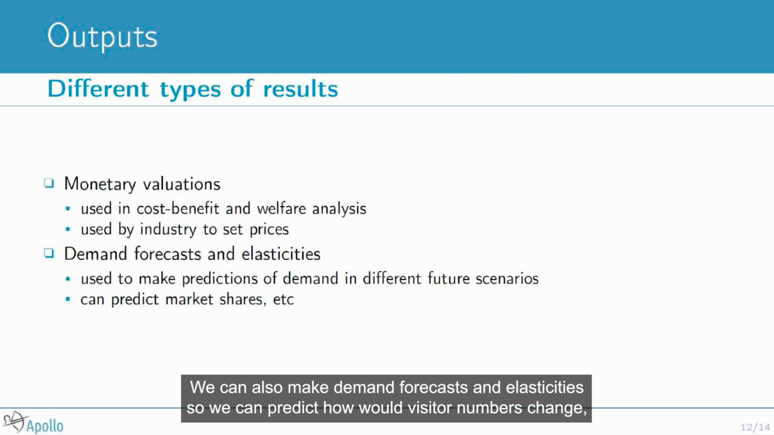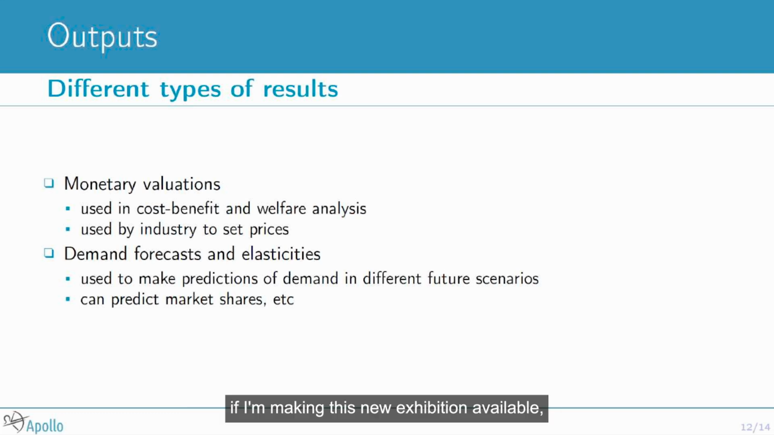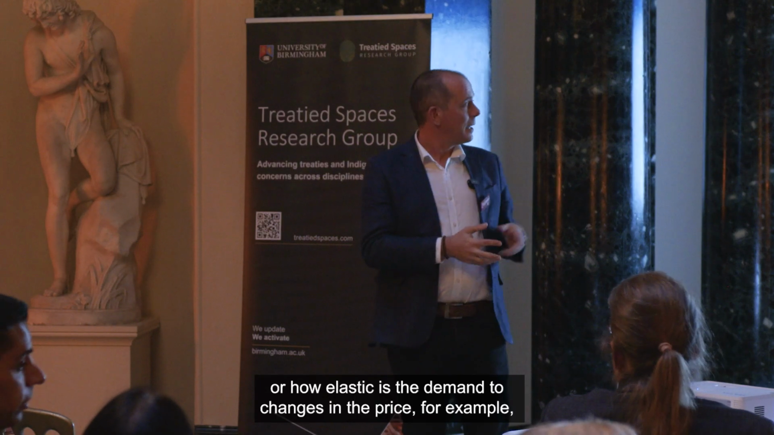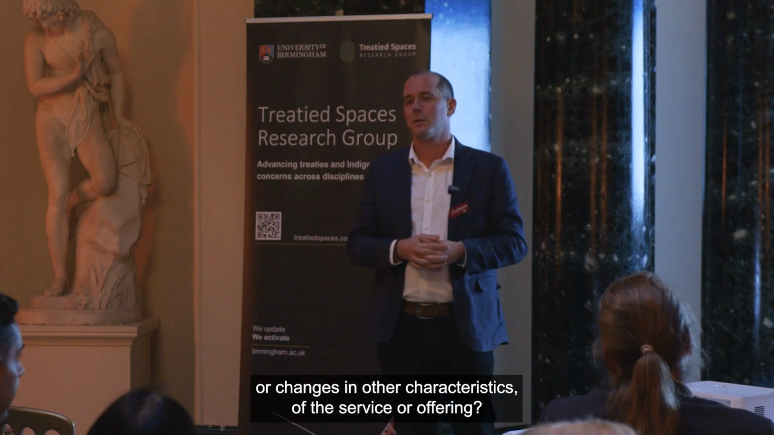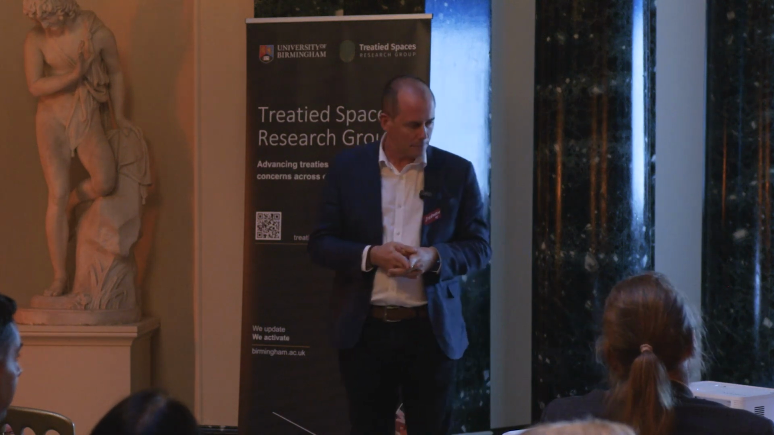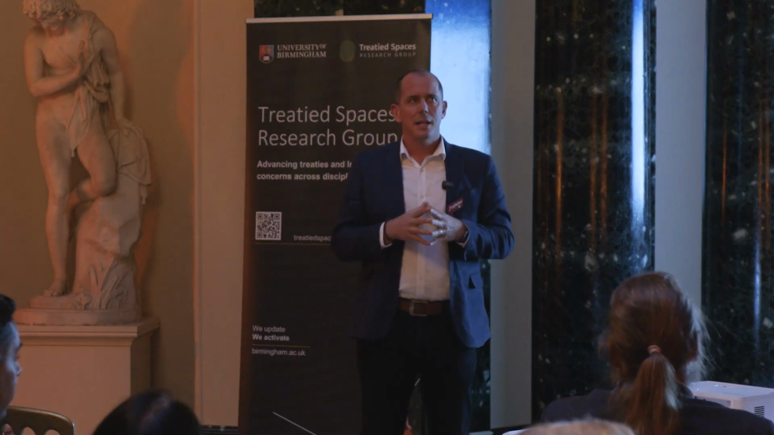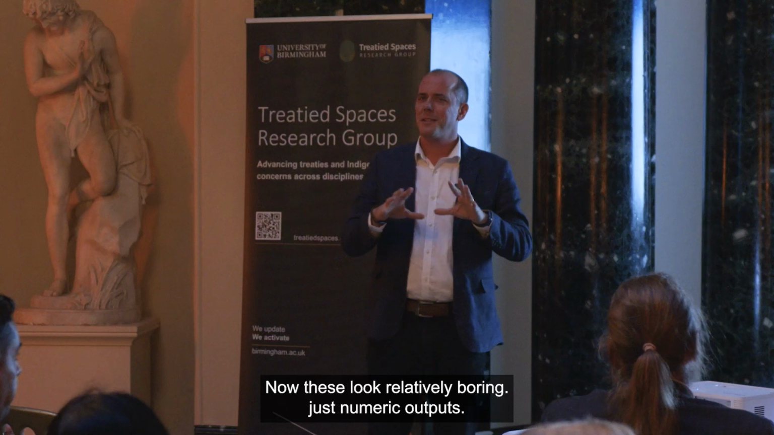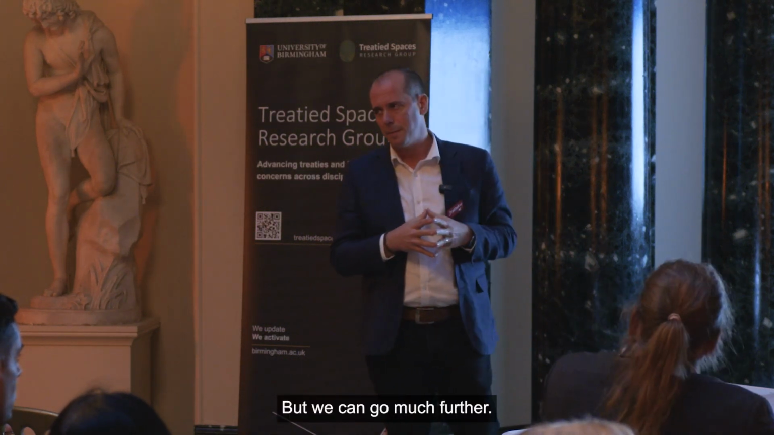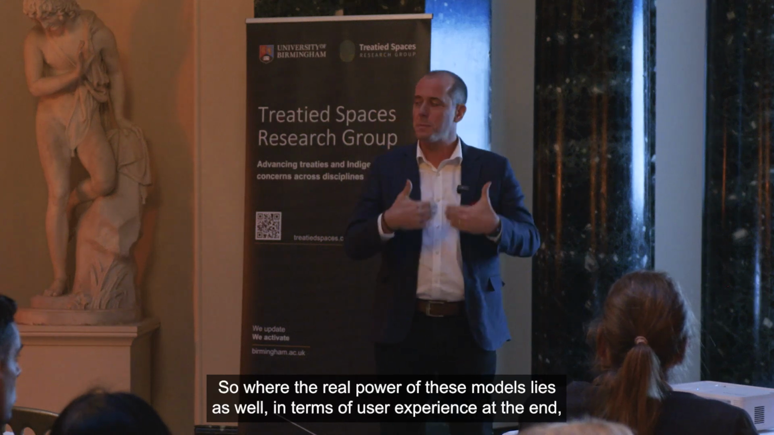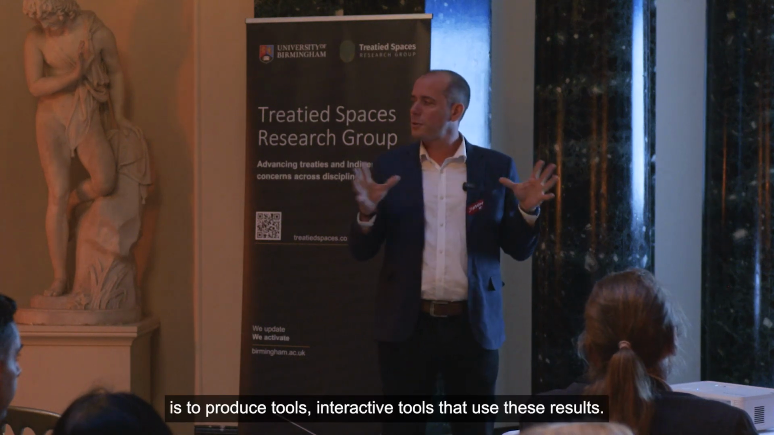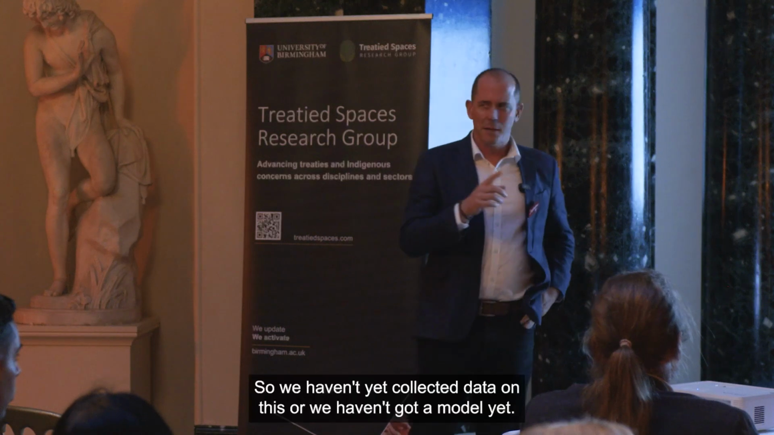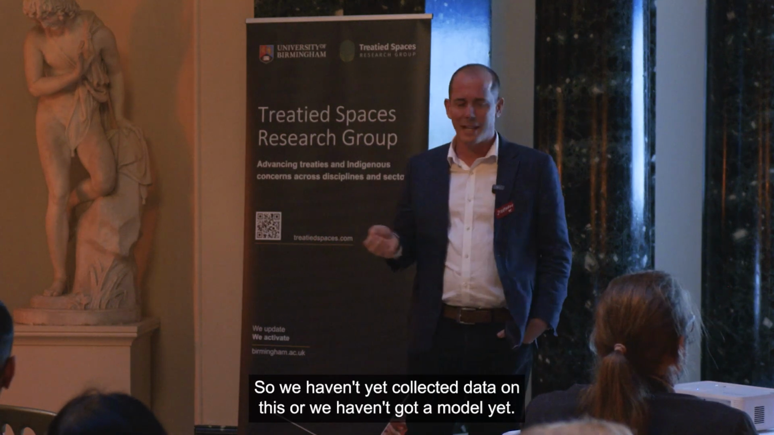We can also make demand forecasts and elasticities. So we can predict how visitor numbers would change if I make this new exhibition available, or how elastic the demand is to changes in the price, for example, or changes in other characteristics of the service we're offering. So that's the kind of outputs that we can generate. Now, these look relatively boring, just numeric outputs, but we can go much further. The real power of these models also lies in the user experience at the end, and when I say user, I mean stakeholders like the National Trust, which is to produce interactive tools that use these results. We haven't yet collected data on this, so we haven't got a model yet.